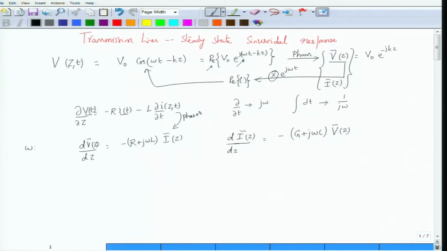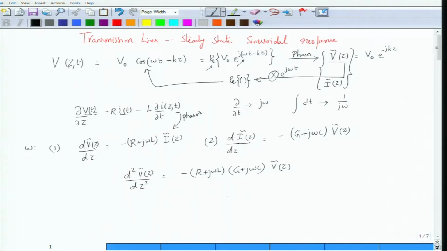In order to solve them analytically, what we do is we differentiate this equation once more with respect to z, and then employ the second equation. So we differentiate equation 1, use equation 2 to obtain a second order differential equation for the phasor voltage, and that is given by minus (r plus j omega L)(g plus j omega C) into V of z.